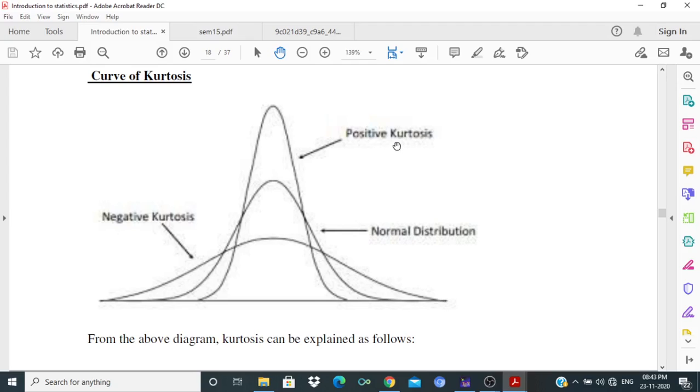The positive kurtosis is nothing but a leptokurtic curve, and this is the normal curve, mesokurtic. Negative kurtosis is less than normal. Greater than normal is positive, less than normal is negative. This is called a platykurtic curve. There is a single measure to measure the kurtosis, the moments measure. We will discuss different moments and different measures of moments, beta 1, beta 2, gamma 1 and gamma 2 coefficients in the next lecture.